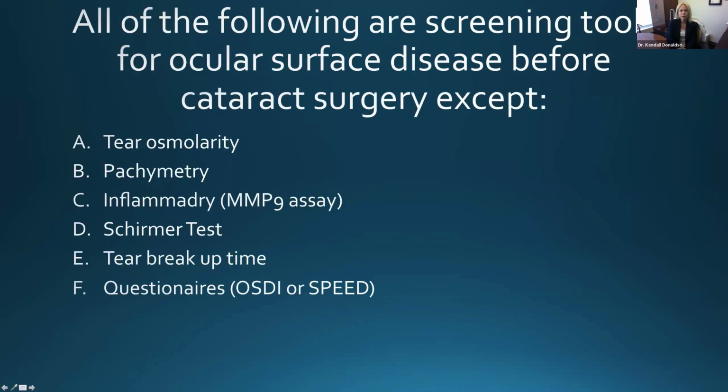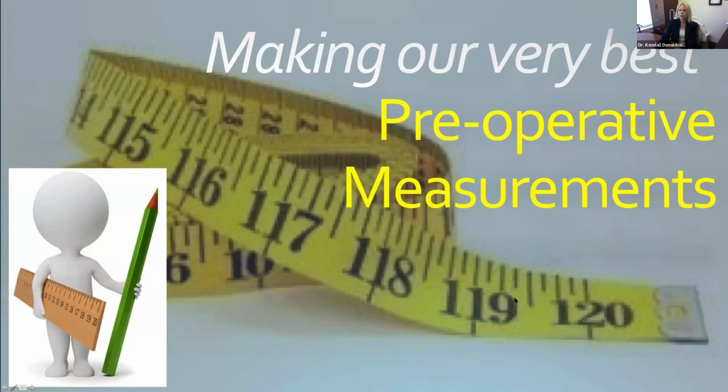All of the following are screening tools for ocular surface disease before cataract surgery, except: A, tear osmolarity, B, phacometry, C, MMP-9 assessment, D, the Schirmer test, E, tear breakup time, or F, some sort of questionnaire, the most common ones being the OSDI or the SPEED questionnaire. So all of these would be appropriate, except which is not an assessment of ocular surface disease. Okay, so again, a mix, but most people, 42%, said phacometry. Okay, very good. So let's talk about making our very best preoperative measurements for cataract surgery.